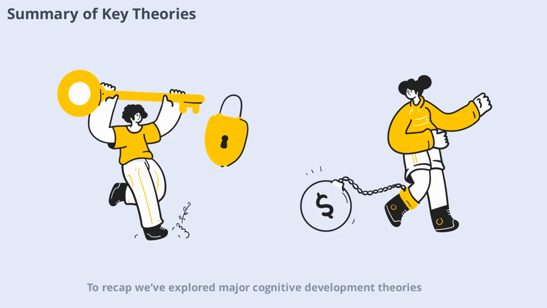To recap, we've explored major cognitive development theories including Piaget's stages, Vygotsky's sociocultural approach, Bruner's discovery learning, and the information processing model. Each theory offers valuable insights into how we learn, think, and grow. Together, they provide a comprehensive understanding of cognitive development across the lifespan.